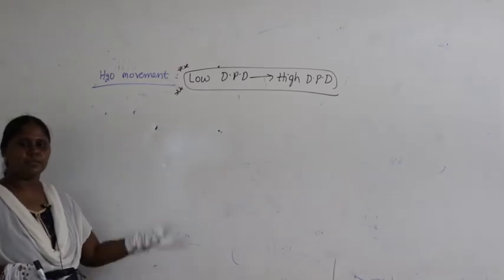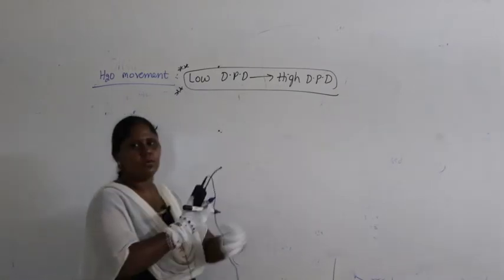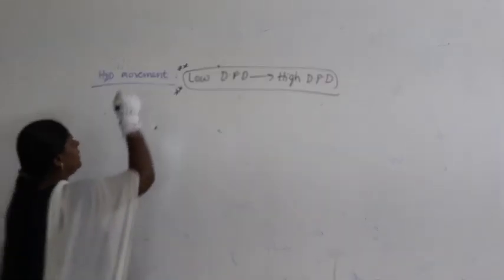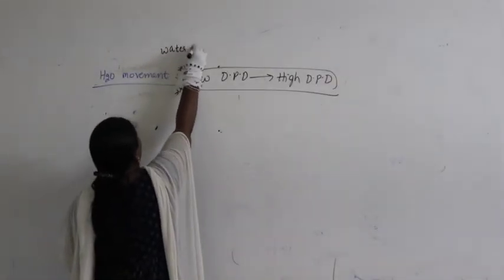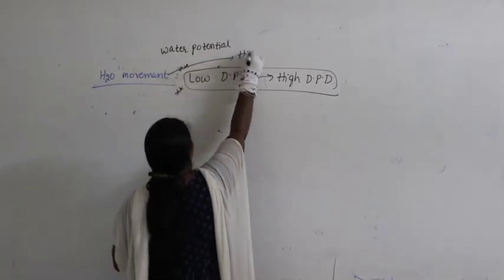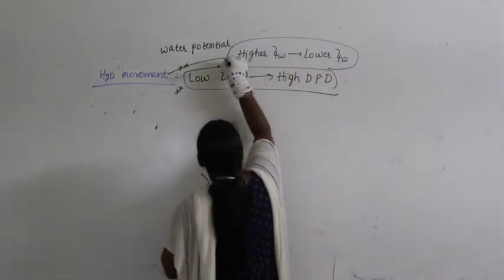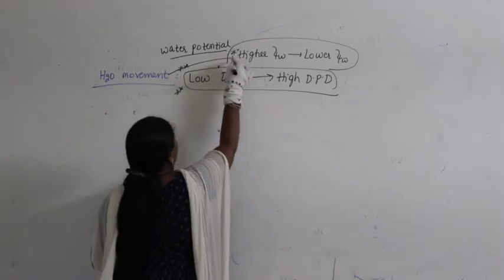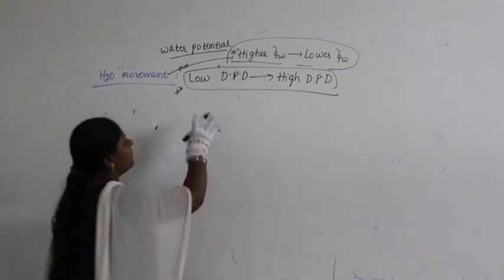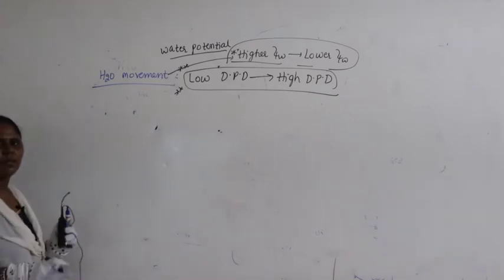Let them give some 2 cells or 3 cells. So, where to where is the flow happening? Low DPD to high DPD. Generally, if you talk in terms of water potential, where to where does water movement occur? Higher water potential to lower water potential, but it is given in terms of DPD. It is given from low DPD to high DPD. Okay, so low DPD to high DPD.